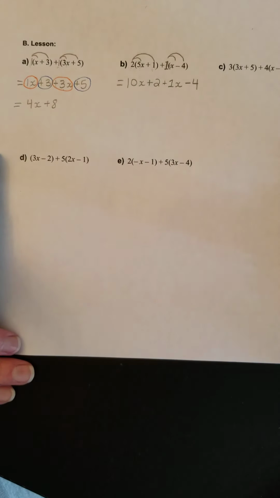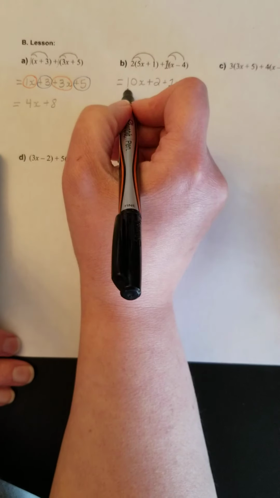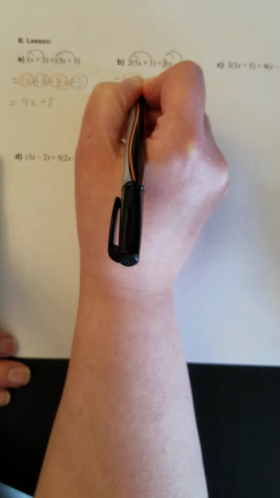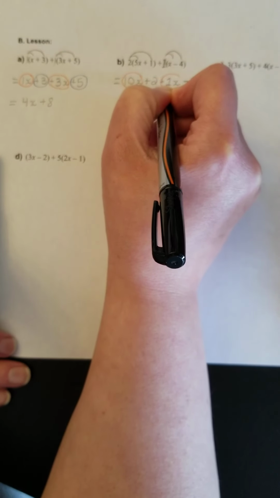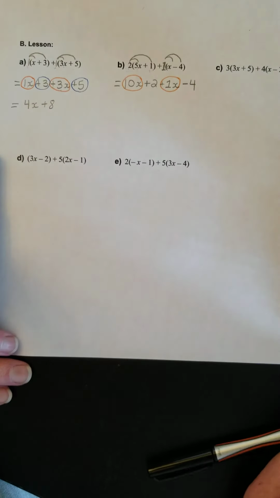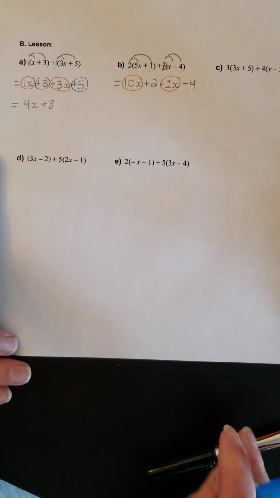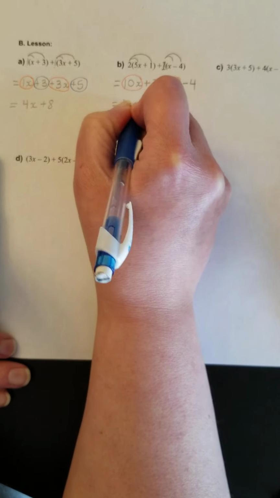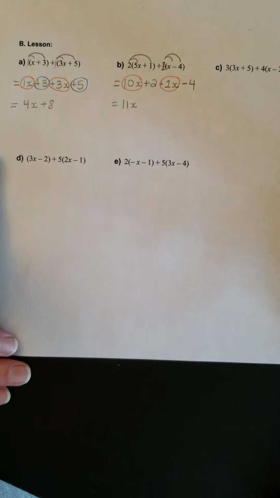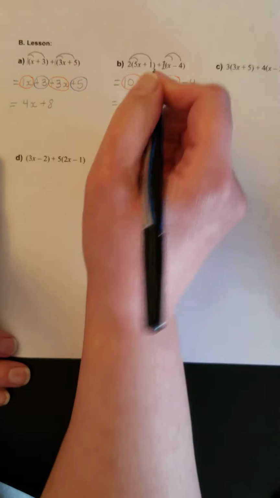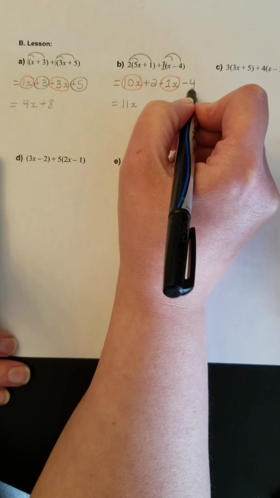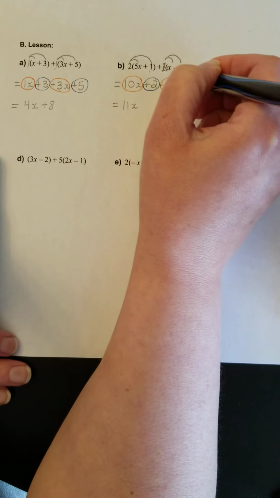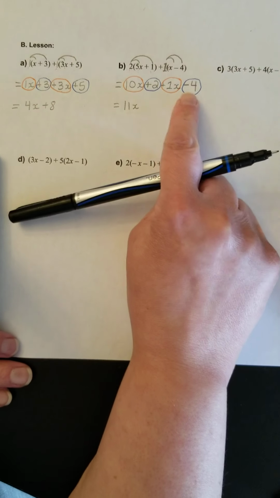Now I'm going to look at my like terms. I'm going to look for my x terms first. I have a 10x here, and then I have plus 1x. So if you have 10 x's plus 1 more x, we have 11 x's. So I'm going to write down 11x as my first term. Then I look at the number parts, plus 2 and a minus 4. Careful with those signs because that 4 is negative. So I'm going to have 2 minus 4.